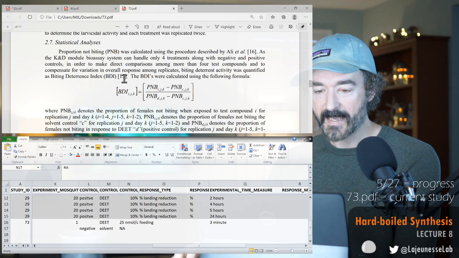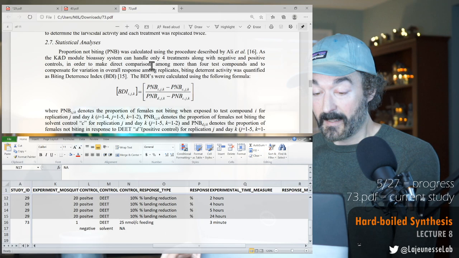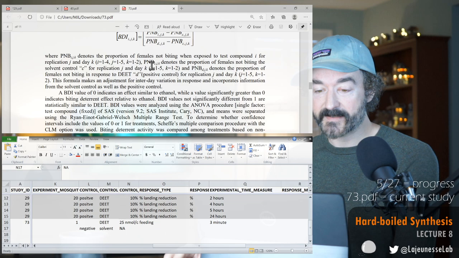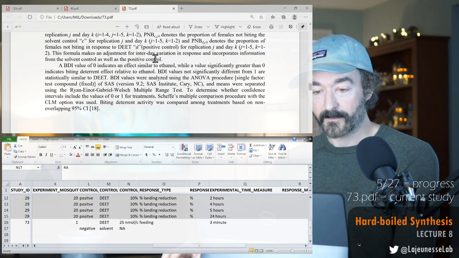I guess I could go into reading what the derivation of the metric is. I'm assuming that's what's reported here in study 15. I'll have to go back to that one. DBI value of 0 indicates an effect is similar to ethanol, while a value significantly greater than 0 indicates a biting deterrent relative to ethanol. BD value is not significant.